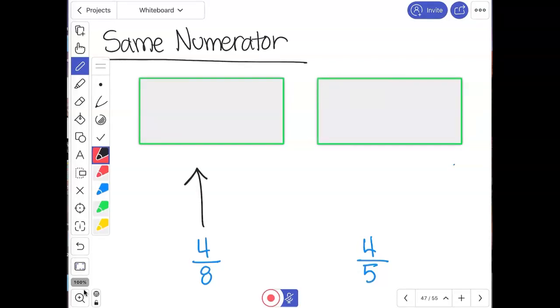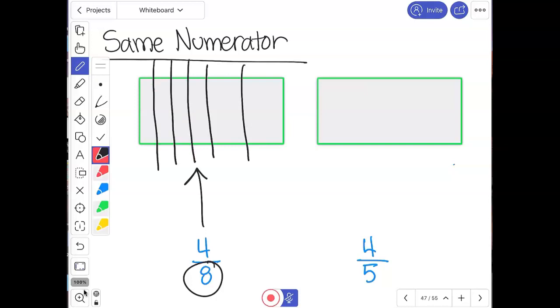I'm going to partition that first one into eighths, just like we did that first time. And I'm going to try my very best. Double check. That was a really bad one. There we go. Double check. 1, 2, 3, 4, 5, 6, 7, 8. Okay. And I'm going to shade in 4 of them. 1, 2, 3, 4. Now, in this next one, I'm still shading 4, but I'm breaking into fifths. Fifths is a little bit harder, so let's see.